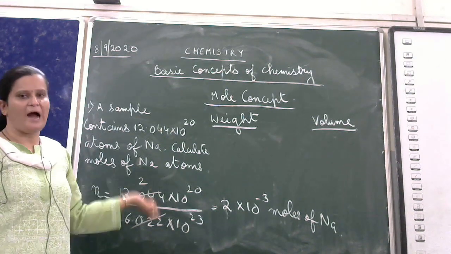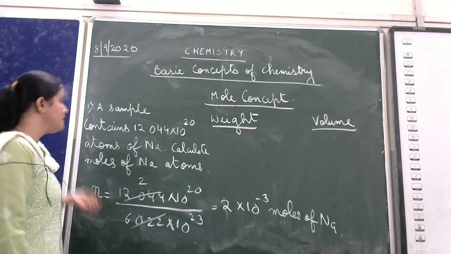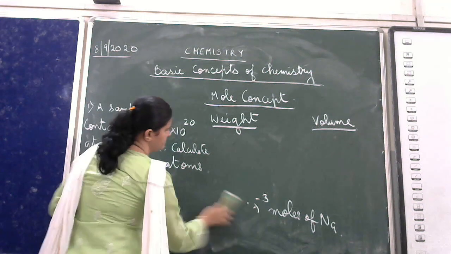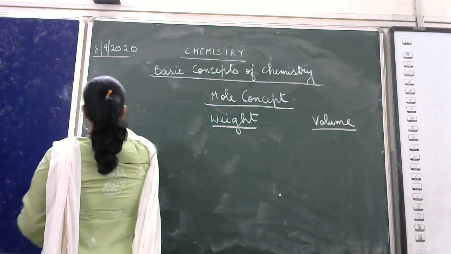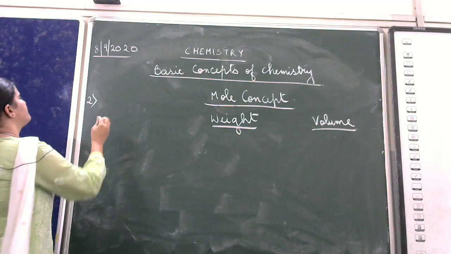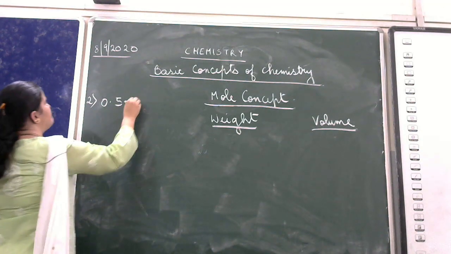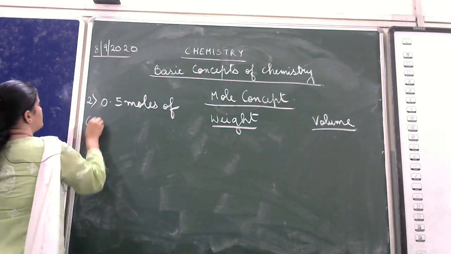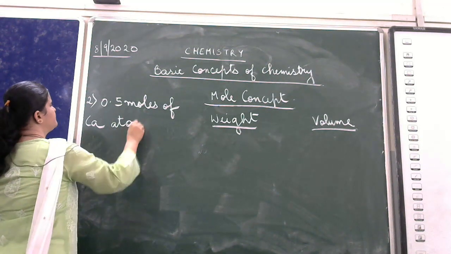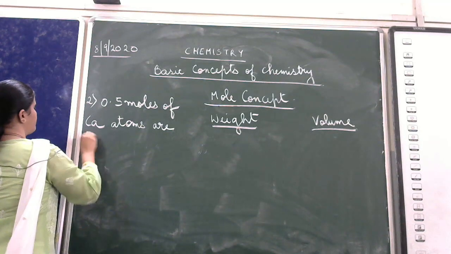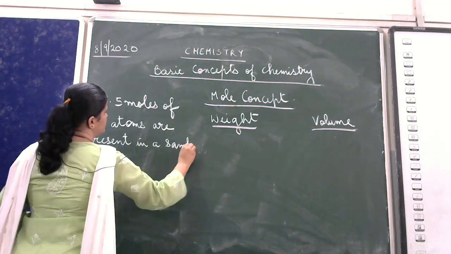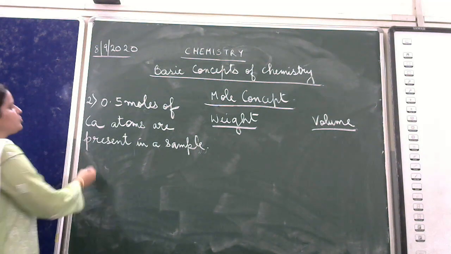particular atom, molecule, whatever is the substance. Okay? Next, see one more question we will do. Second question, see if the question says 0.5 moles of calcium atoms are present in a sample. So here moles are given. What will I ask you to calculate?